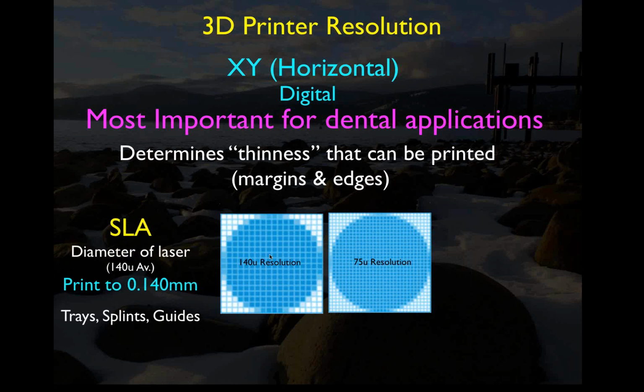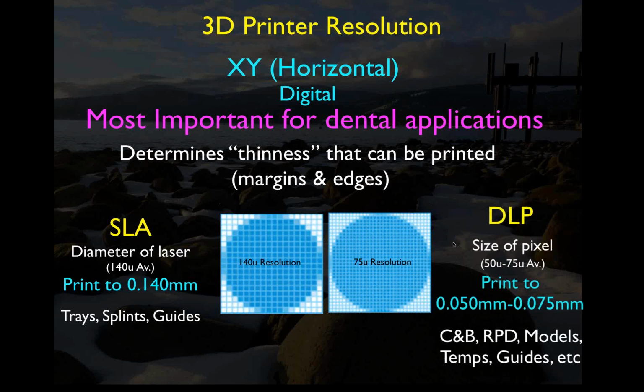So in SLA, this represents the diameter of the laser. So you can print to, well, theoretically 0.14, but again, not quite. And so that's good for trays, splints, guides, and ortho models, not models with removable dies. The accuracy is not there for that, and it's not there for crown and bridge nearly as much as with DLP, where the pixel size ranges from actually less than this, 37 microns to 75. So for crown and bridge, RPDs, models with removable dies, and ortho models, temps, guides, etc. Something with this kind of resolution can address everything.